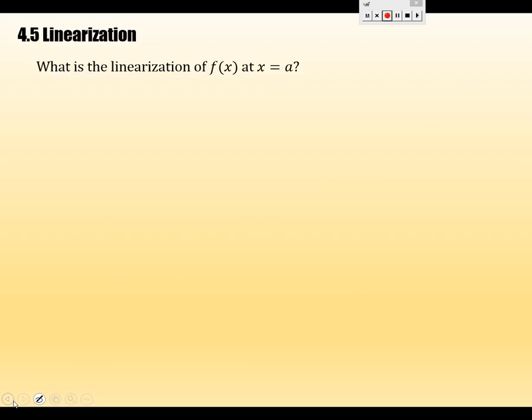Okay, so how do we come up with the linearization of f at a in general? Well, I think you already know, but let's write it out. For x equals a, we have f of a and f prime of a. So what would the linearization be? The way you wrote it in the warm-up was y minus f of a equals f prime of a, let's use this language, times x minus a.